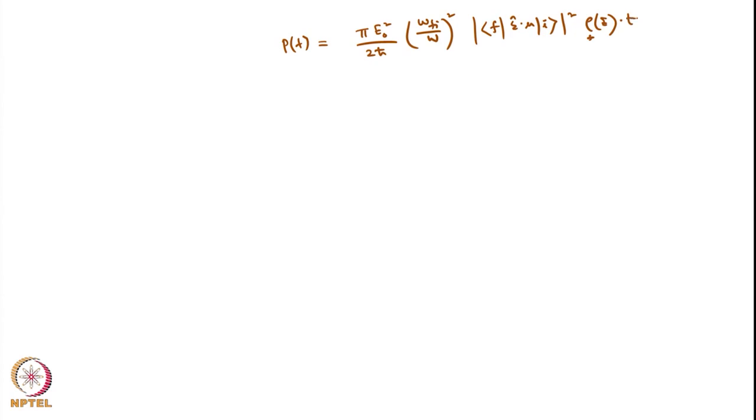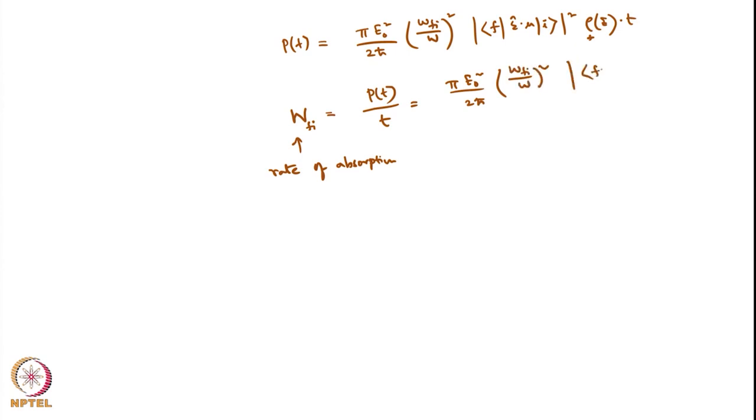Now if I define something called WFI, this is nothing but the rate constant, sorry, the rate of absorption. That is the probability divided by time, so that is nothing but P of t by t. So that is nothing but pi E naught square by 2 h bar, omega fi by omega square, modulus of f epsilon dot mu i square, rho.